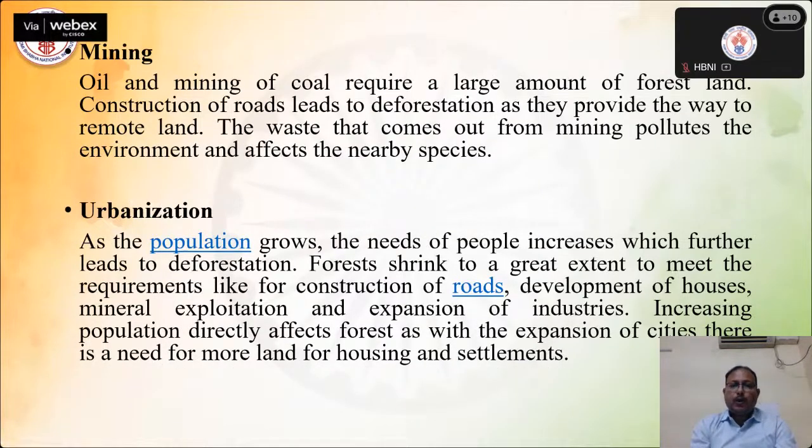Mining: oil and coal mining require a large amount of forest land. Construction of roads leads to deforestation as they provide a way to remote land. The waste that comes out of mining pollutes the environment and affects nearby species. You know very well all these things.